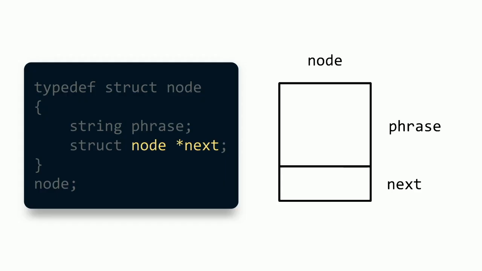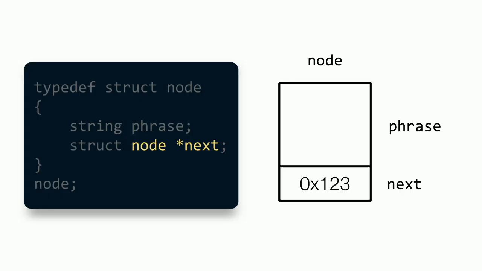So notice how the first bigger part is the phrase and then the bottom part is next. And then from the code on the left, we can tell that it is actually just a pointer to the next node in the linked list, right? And since it is a pointer, what does it store? If, for example, phrase stored a string or a word, what would next store?